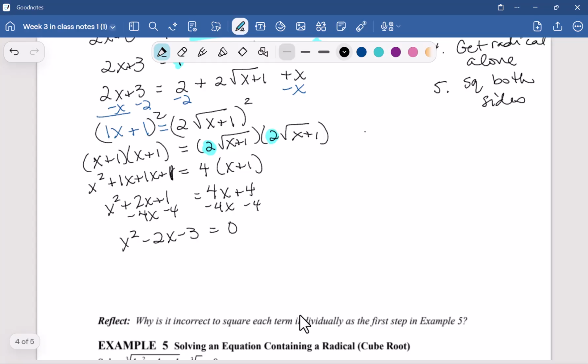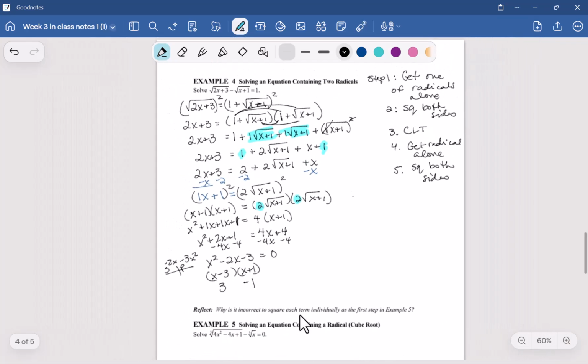When you see 3, S and P. So I'm going to go ahead and use my shortcut on this one because I got no space. So I want to know what multiplies to give you negative 3 and adds to give you negative 2. So x minus 3, x plus 1. So that's 3 and negative 1.